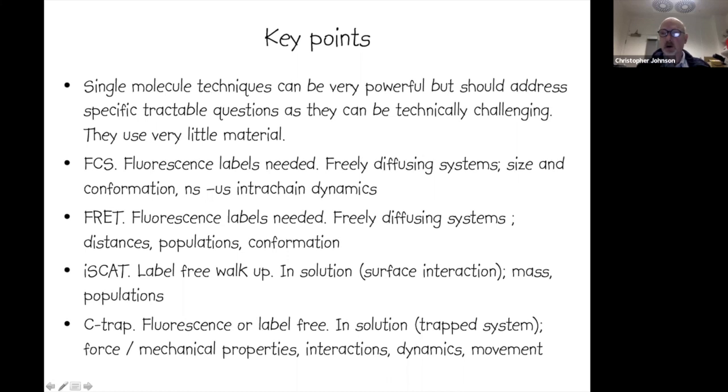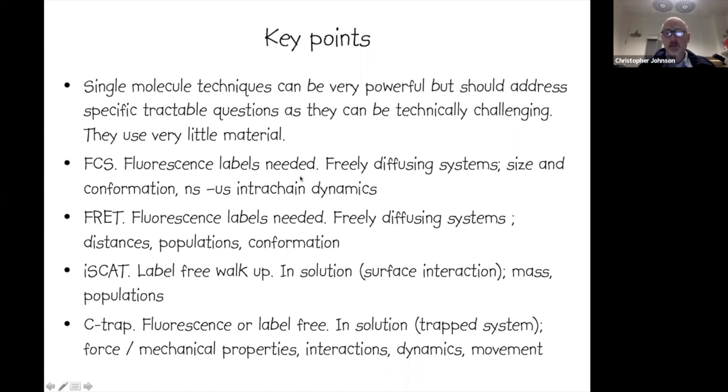So the key points of what I tried to get across: single molecule techniques are extremely powerful, but you should be careful that you are using them to address a specific tractable question, because they can be very technically challenging. They use very little material, and this has many advantages, but there are also additional disadvantages to having to work at very low concentrations. And sometimes these may mean that a single molecule approach is not really possible.